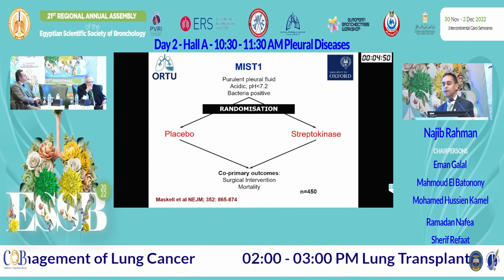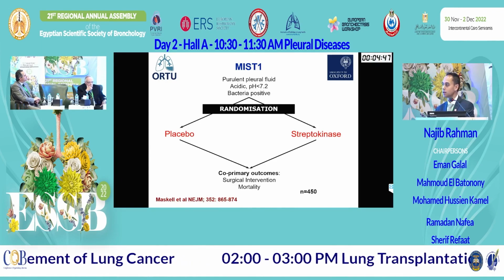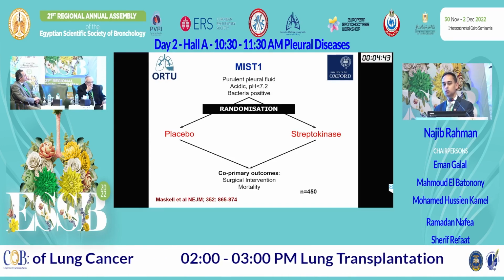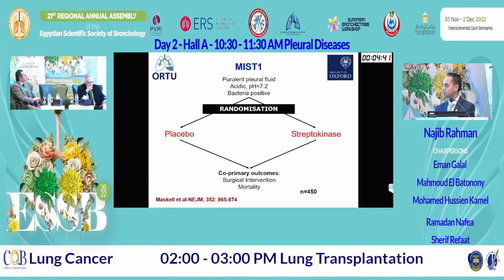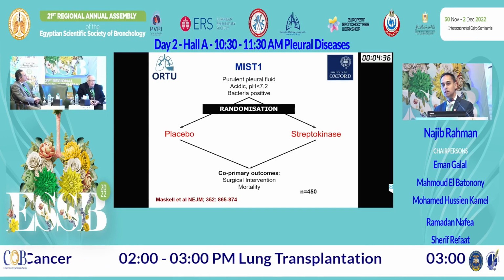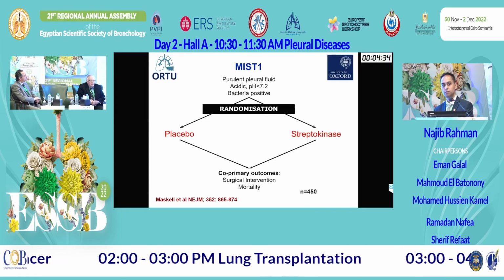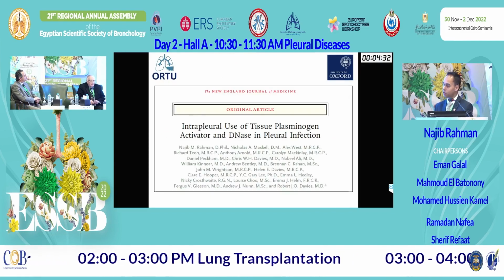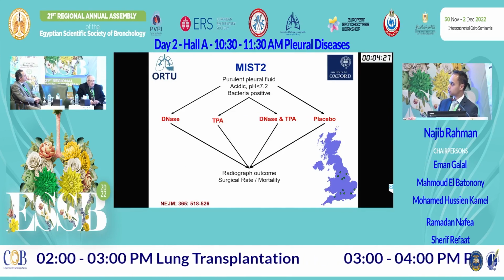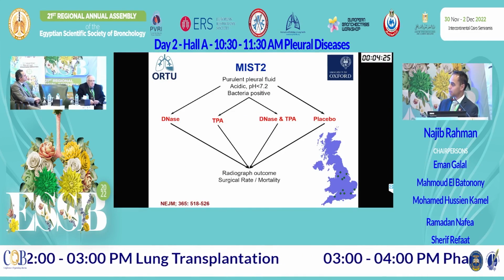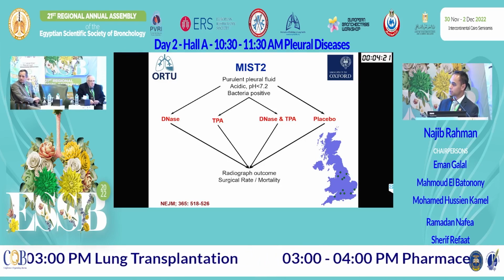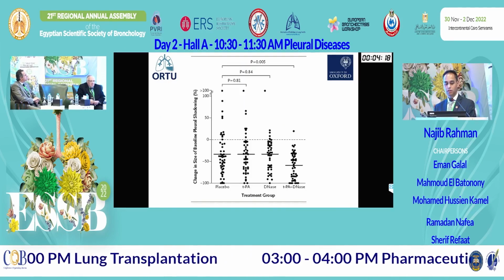Lots of people were unhappy with this result. I wasn't. This was a very well-conducted study, and it showed it didn't work. There were lots of biological reasons to understand that streptokinase maybe was the wrong fibrinolytic, or that fibrinolytic alone was not sufficient to strip the biofilm and change viscosity, and we therefore went on to do the MIST-2 study. Now, the MIST-2 study was a combination of DNase and TPA as a modern fibrinolytic, double placebo, TPA placebo, DNase placebo, with a radiographic outcome.